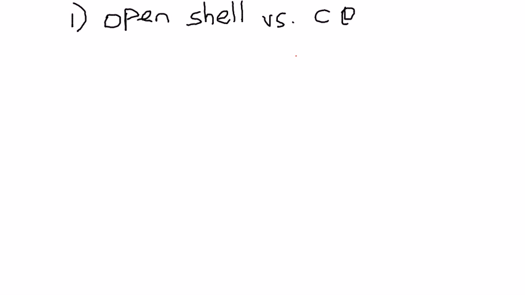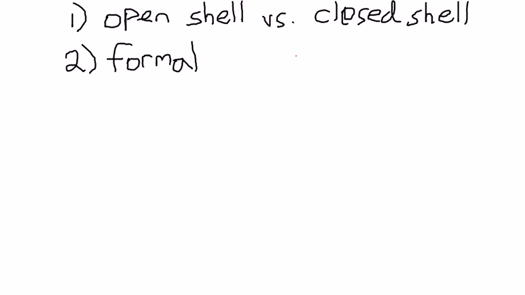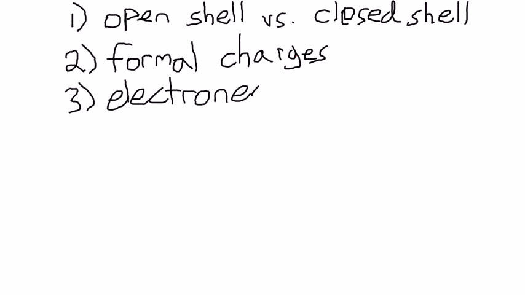So the first one is open shell versus closed shell. The second one is formal charges, and this is in order of importance. So the first thing you should look at is open shell versus closed shell in resonance forms. And then the third one is electronegativity. And I'm just going to leave that for now.